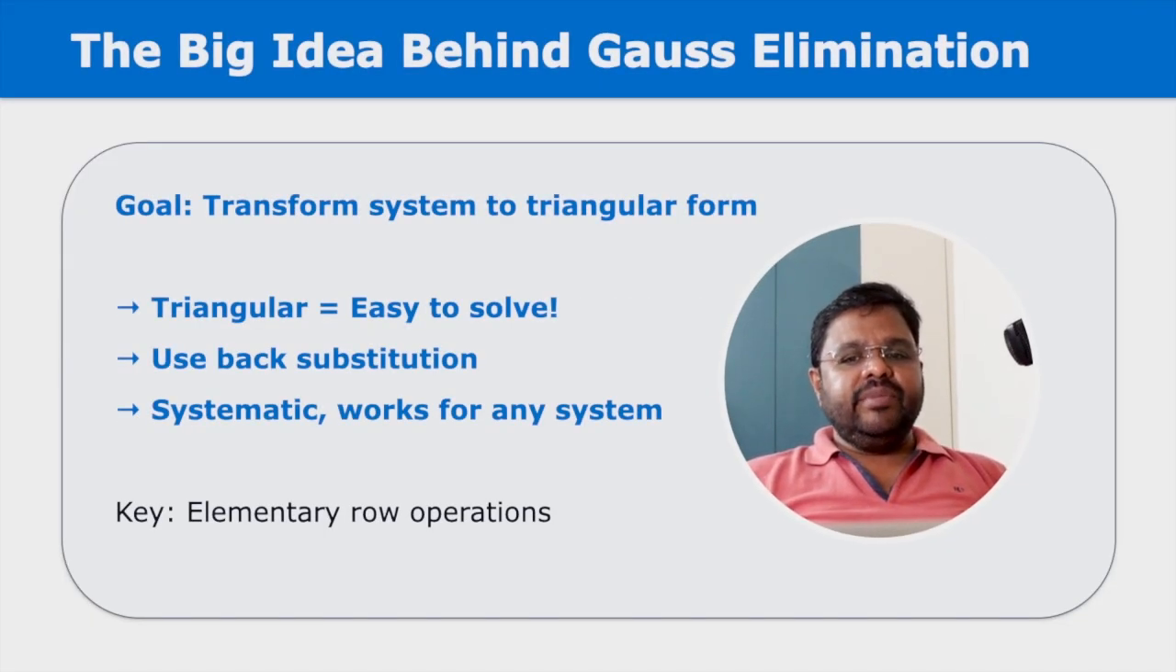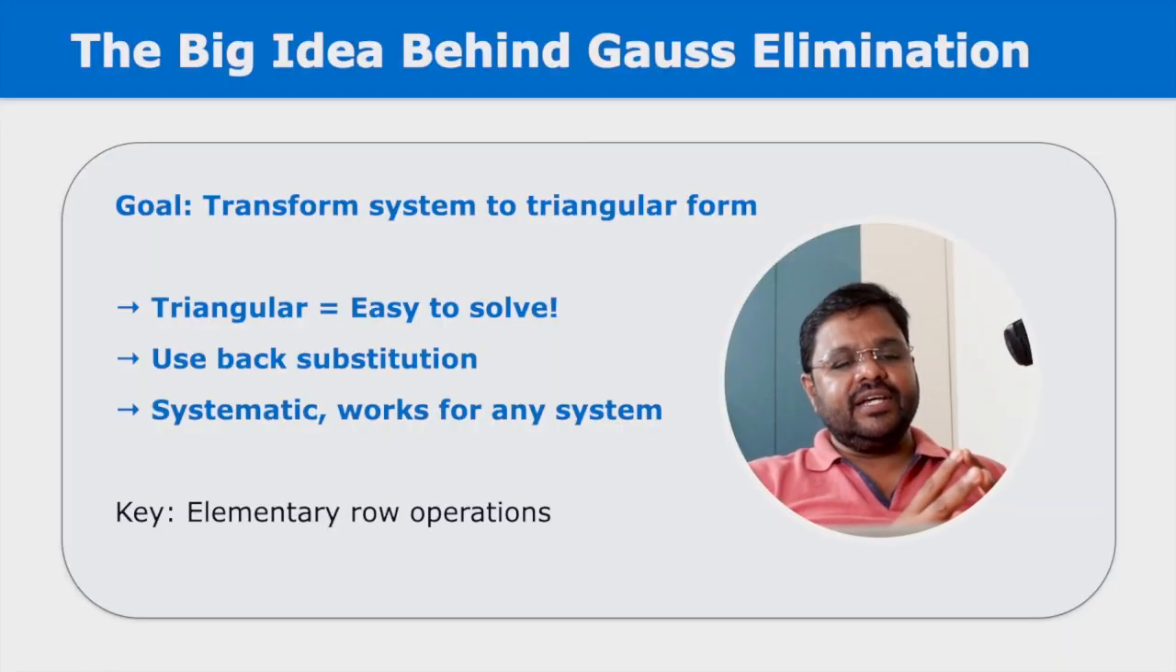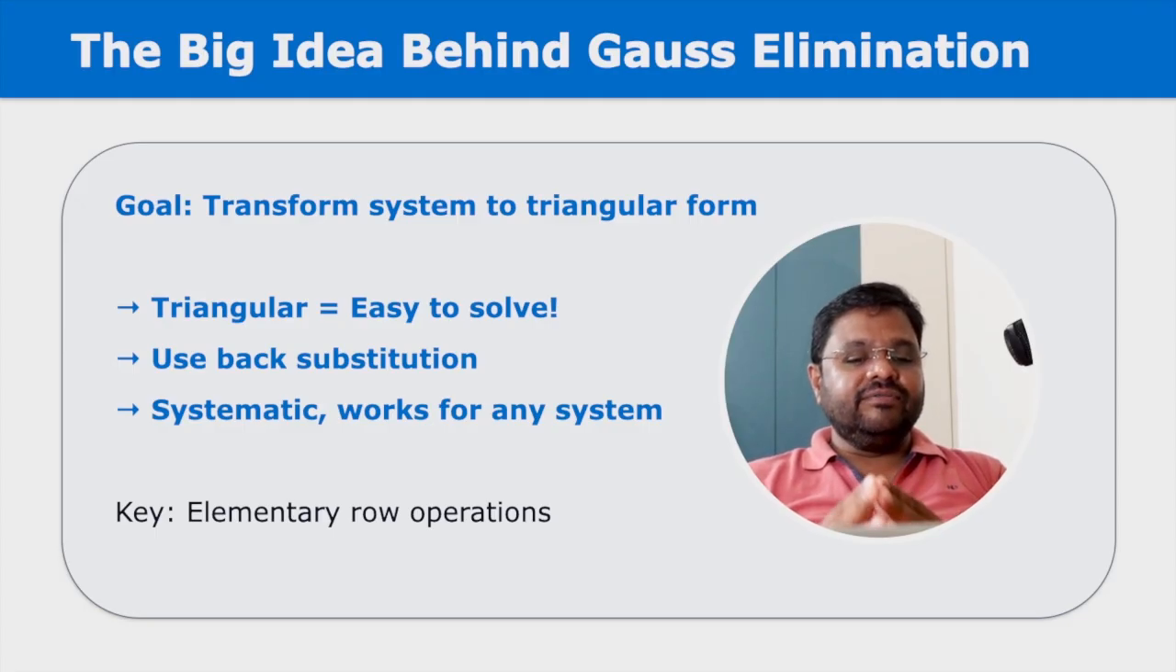The big idea behind Gauss elimination method is that we are transforming the given system to the triangular form. Why triangular form? In the triangular form, the solution process is easy and systematic. We can use back substitution to find the solution of the system. So our fundamental goal here is to change the system from the given form to a triangular form.